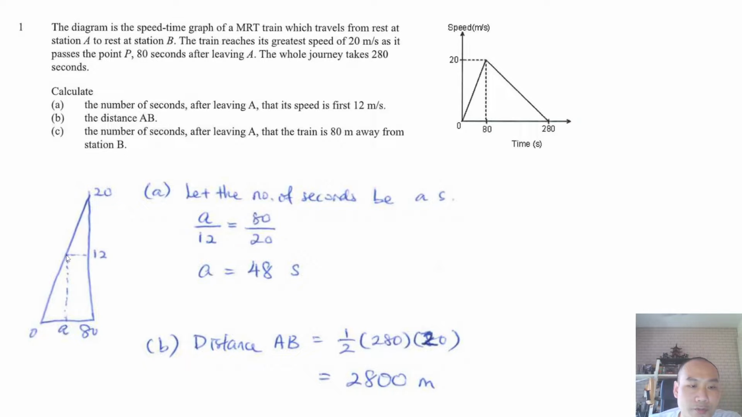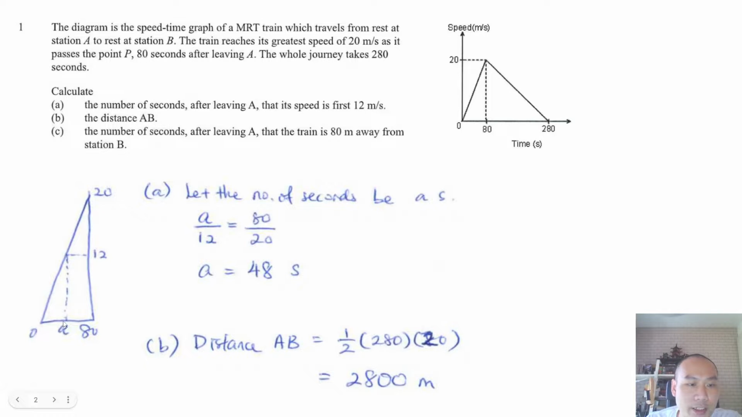A over 12 is going to be the same as 80 over 20, right? A over 12 is the same as 80 over 20. Can you see the proportion there of the triangles? I hope you can, right? So let me say one more time.